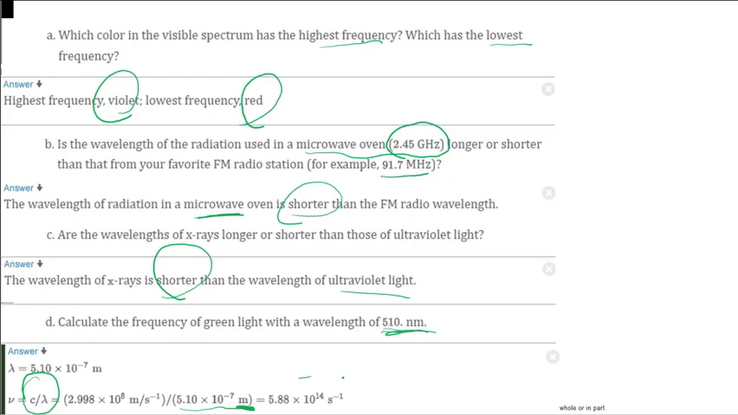So we should get 5.88 times 10 to the 14th. You can write hertz, or you can just write 1/s, or you can write inverse seconds. Those are all the same units.